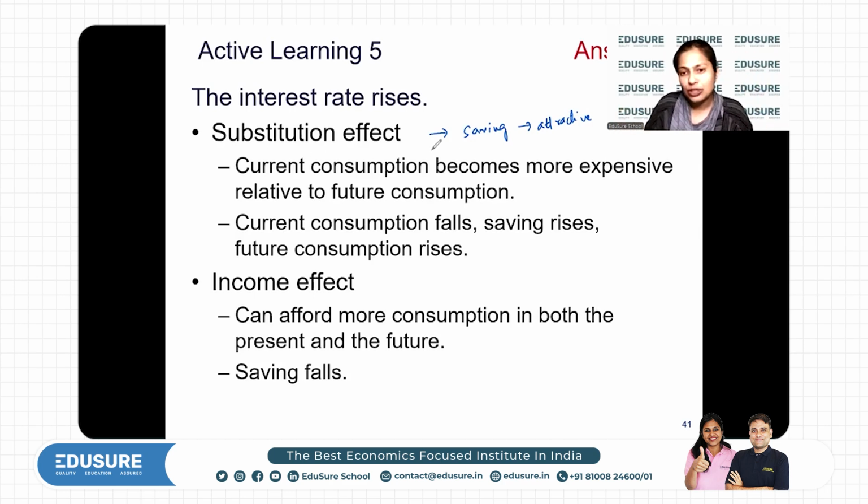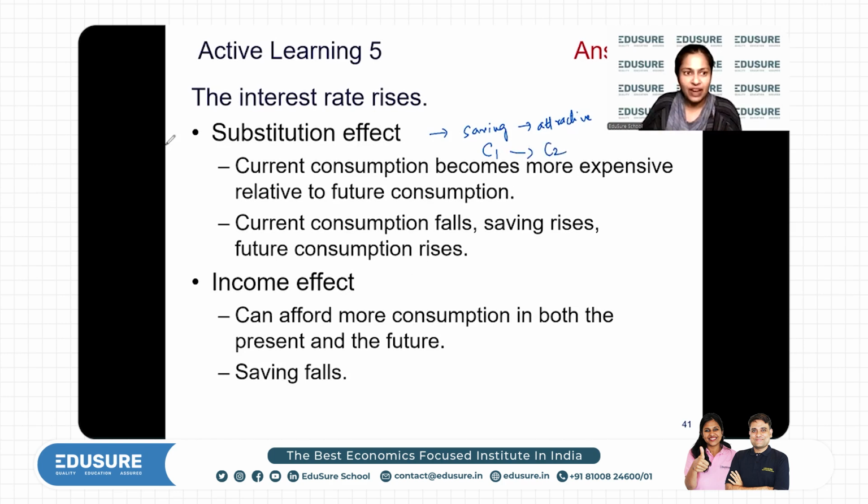So with the substitution effect, you feel that, oh, maybe not current consumption. Maybe I should wait for future consumption because future consumption is going to be super great. So your saving becomes very attractive. You want to substitute your consumption in period one for consumption in period two. Okay, so this is called the substitution effect.